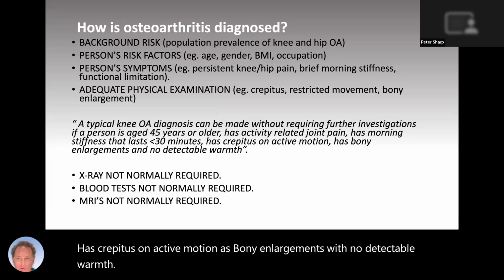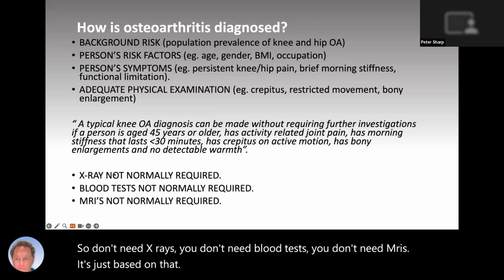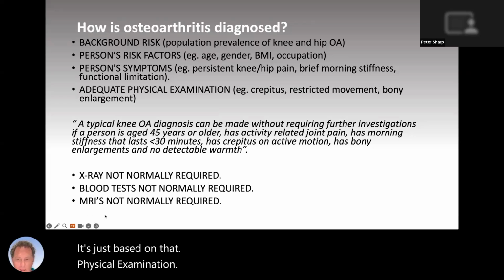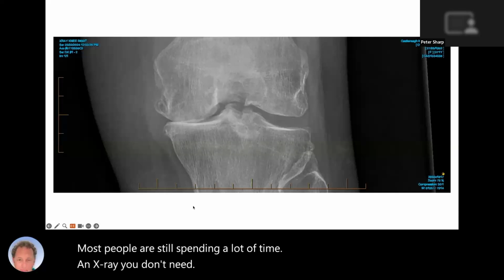So you don't need X-rays, you don't need blood tests, you don't need MRIs. It's just based on that physical examination. And unfortunately, most people are still spending a lot of time getting scans. So I guess if you do have a scan, really the only scan that you should need is an X-ray. You don't need to get an MRI.